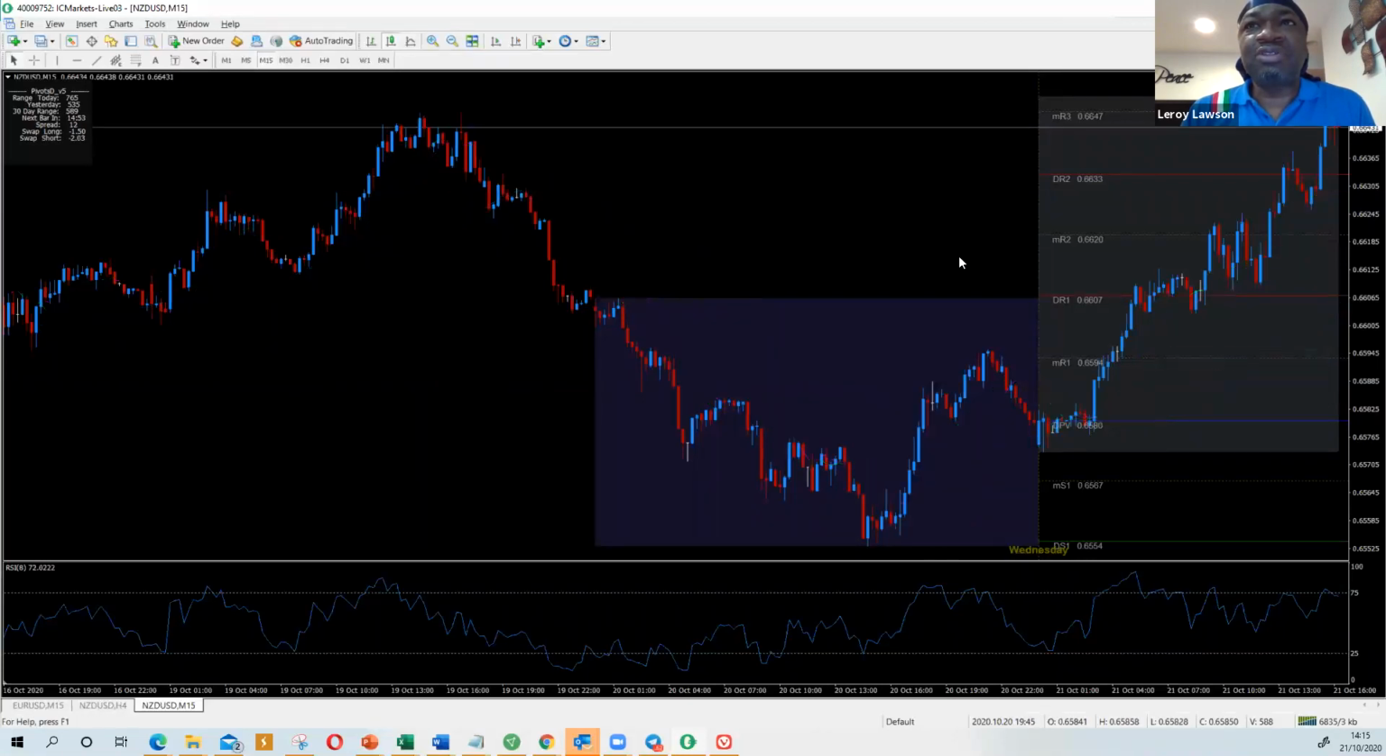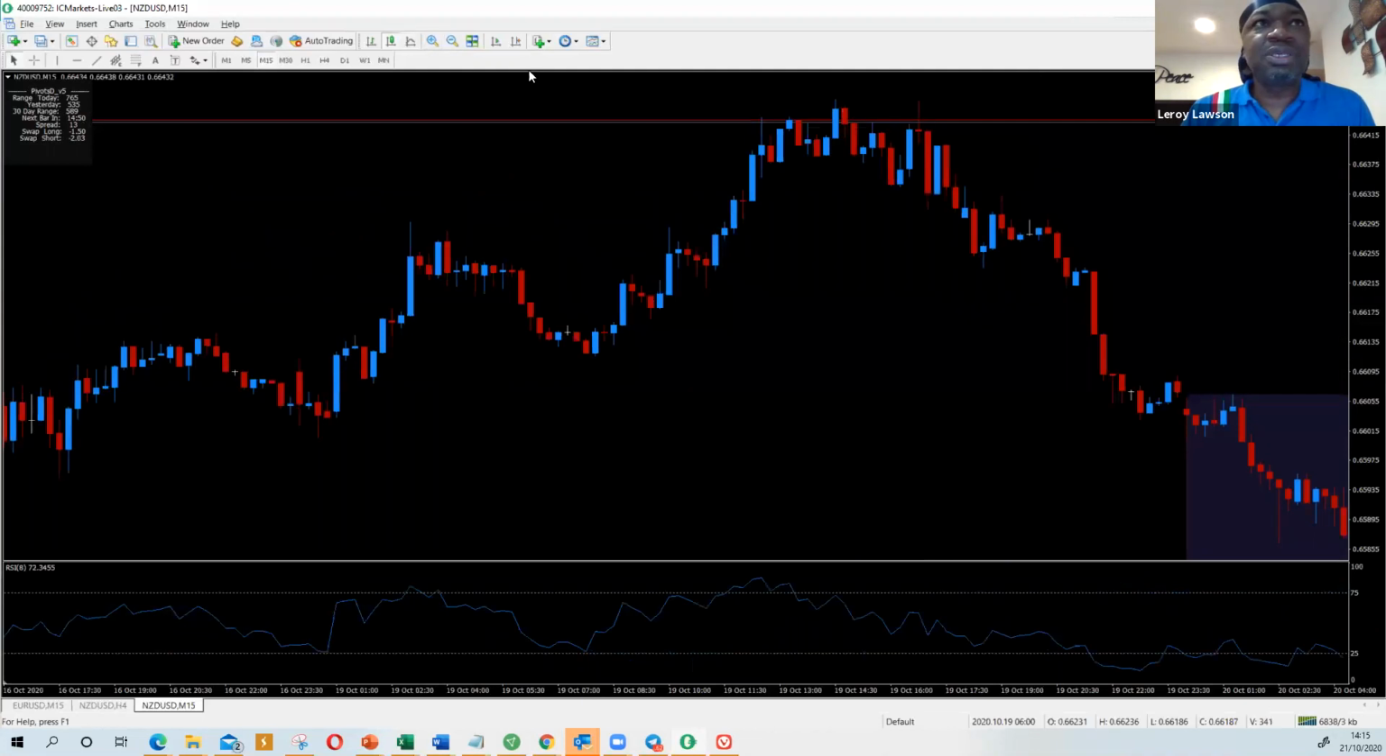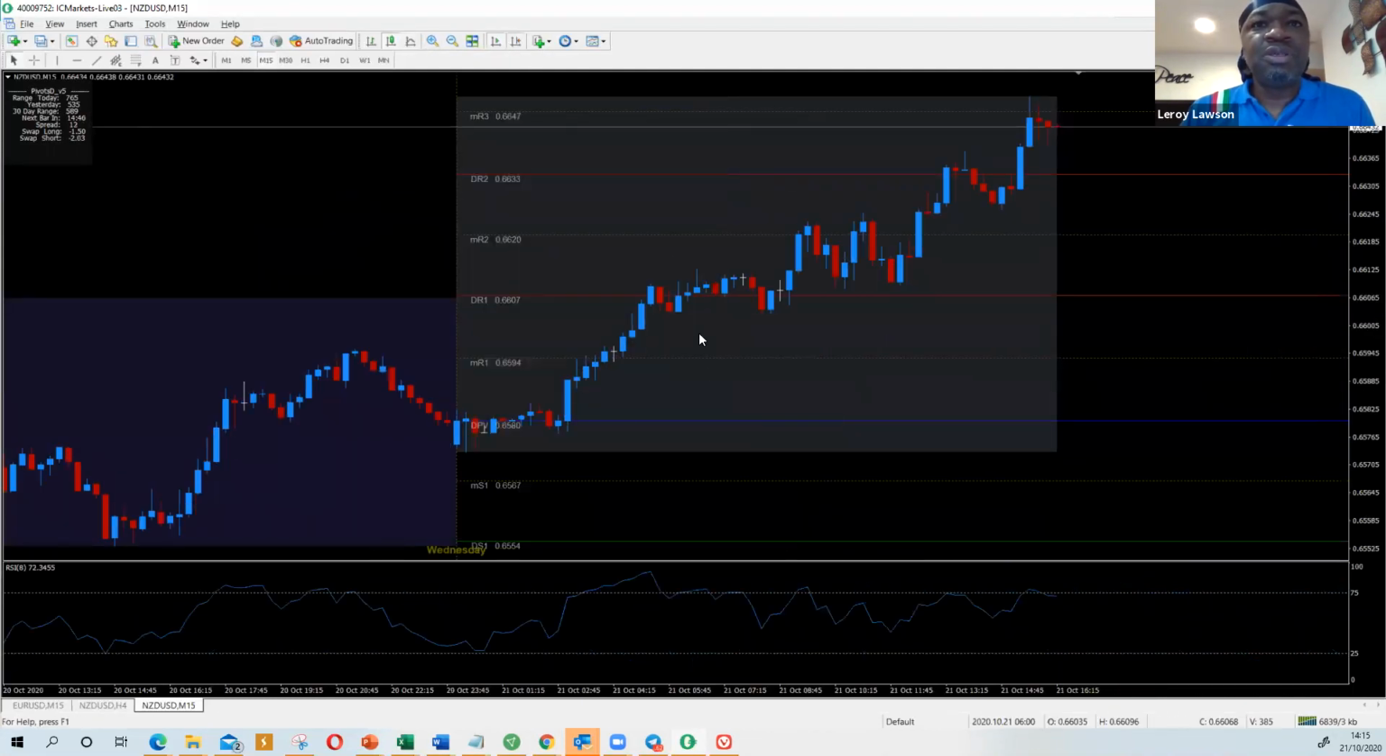Remove this indicator for now, just to keep the chart a bit cleaner. And let me go back here.